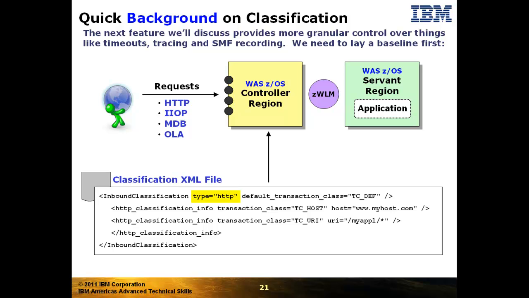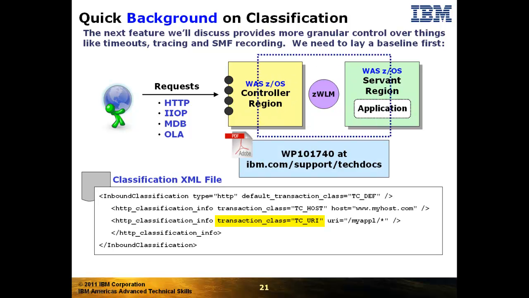Imagine a request comes in on the HTTP transport, and the URI on the request is as shown in this example. Then WASZOS will assign the request a WLM transaction classification of, in this example, TC-URI. At that point, WLM recognizes the created enclave as requiring a defined level of service. What takes place after classification is done is covered in quite a bit of detail in the WP101740 document at ibm.com/support/techdocs. We're not going to cover that here because while that's all very interesting, it's not central to the new function in WASZOS version 8 we wish to talk about.